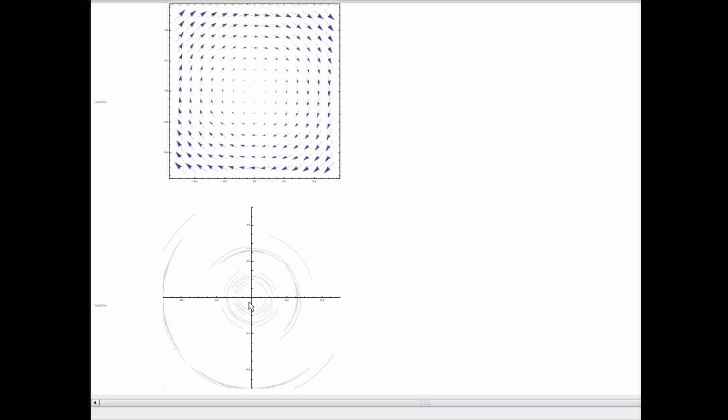In any event, down here are the trajectories, and they didn't come out very well. I'm not sure why. I'll have to fiddle with Mathematica and make it look better, but you can see that somehow there are some circles here. So let's look at another example.